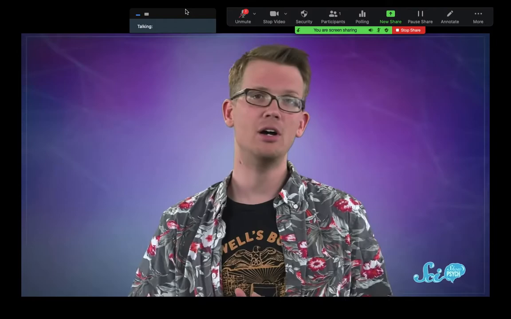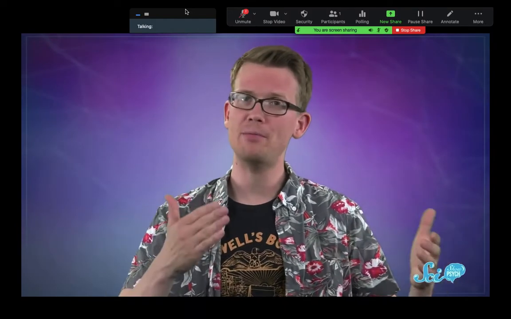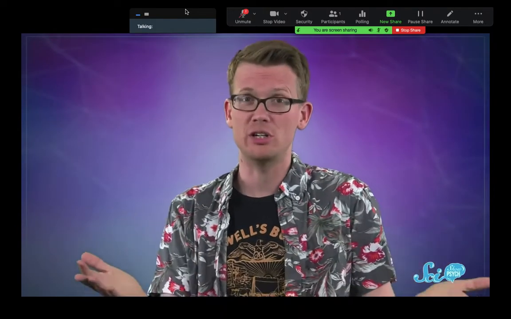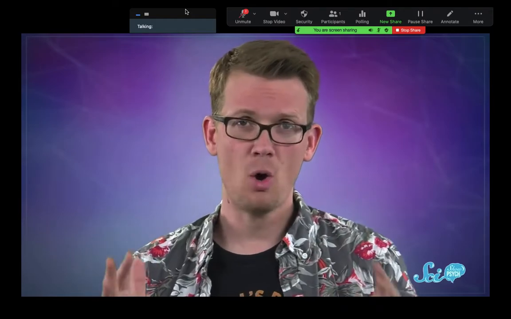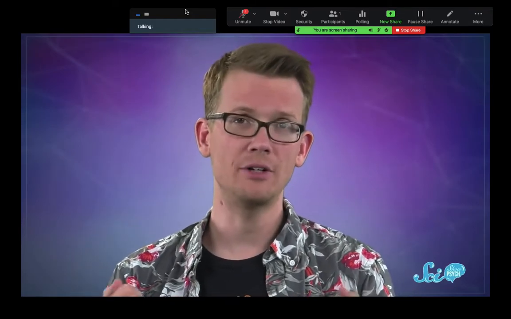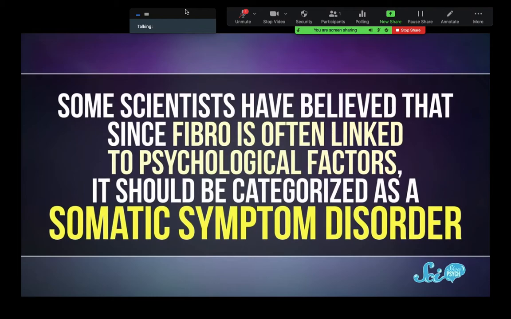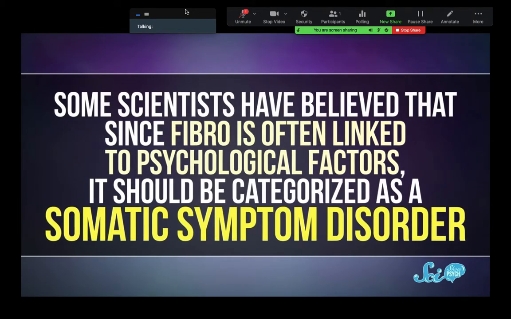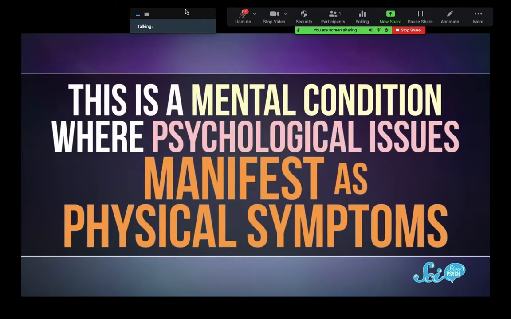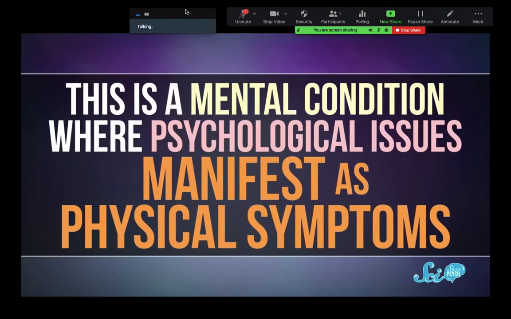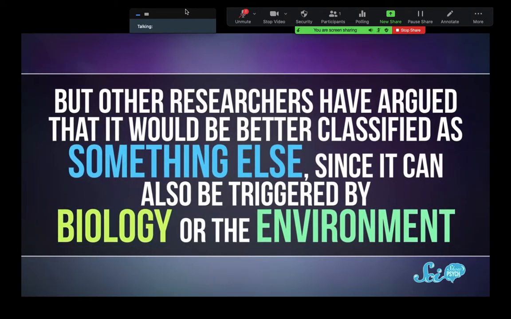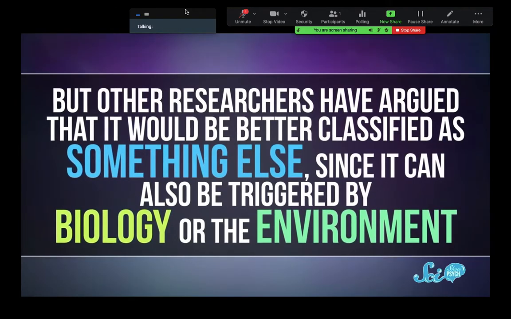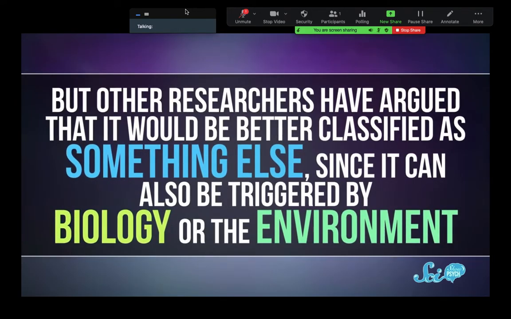And all of that has led psychologists to disagree about what fibromyalgia should even be considered. Actually, that's a pretty big understatement. Over the years, there has been a ton of controversy over this. Some scientists have believed that since fibro is often linked to psychological factors, it should be categorized as a somatic symptom disorder. This is a mental condition where psychological issues manifest as physical symptoms. But other researchers have argued that it would be better classified as something else, since it can also be triggered by biology or the environment.